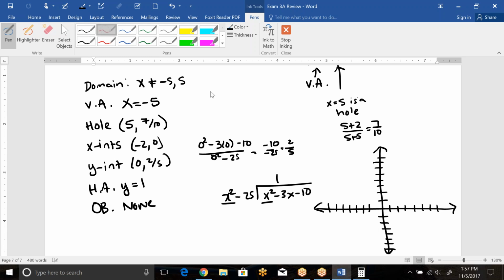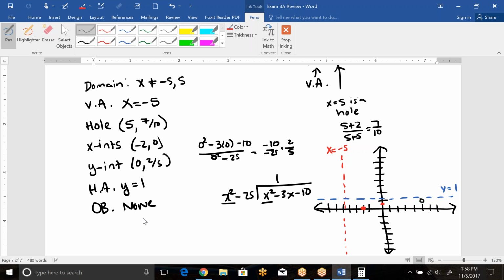Okay, so the vertical asymptote is at -5. 1, 2, 3. X equals -5. The horizontal asymptote is at +1. The hole, I'm going to go ahead and draw that in. There's a hole at 5, 7/10. So 1, 2, 3, 4, 5. Not quite at 1, so that's an open circle there. X-intercept, -2 is a place we're allowed to cross the x-axis, and 2/5 is a y-intercept.